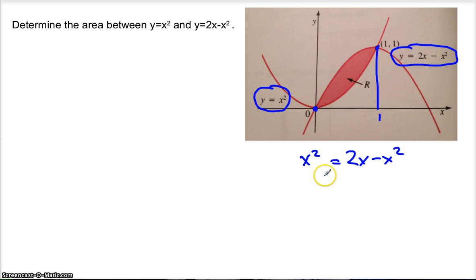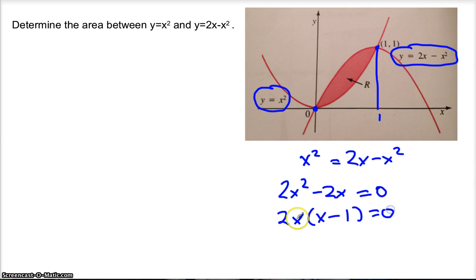Let's bring everything over to the left side of the equation. We'll get 2x squared minus 2x equals 0. And we'll factor out 2x. And we're left with 2x times x minus 1 equals 0. So we have case 1 and case 2. Case 1 yields x equals 0. And case 2 yields x equals 1. So as you can see, that's what we have in the diagram. Left bound 0, right bound 1.